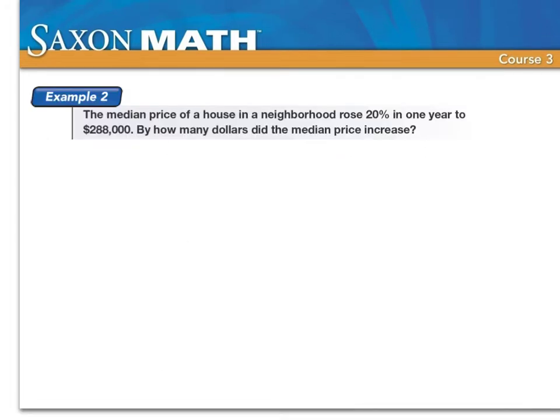Example 2 says the median price of a house in a neighborhood rose 20% in 1 year to this price. By how many dollars did the median increase? So it's going up 20% now. Again, we're going to have our two sides. This is a change problem, so it's percent and our actual count.